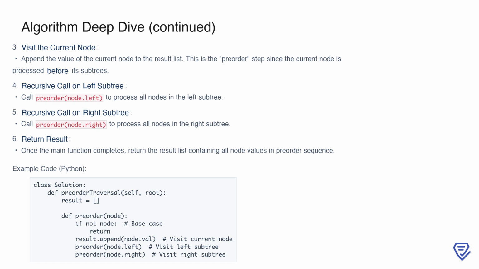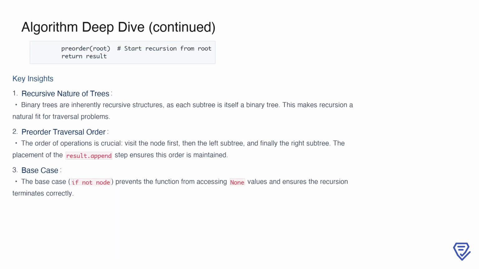The accompanying Python code demonstrates this process step by step, showing how each phase of the algorithm is implemented in the recursive function. The final line of the code snippet initiates the traversal by calling preorder root, starting the recursion from the root of the tree. This ensures that the algorithm begins processing from the topmost node and traverses the entire tree.